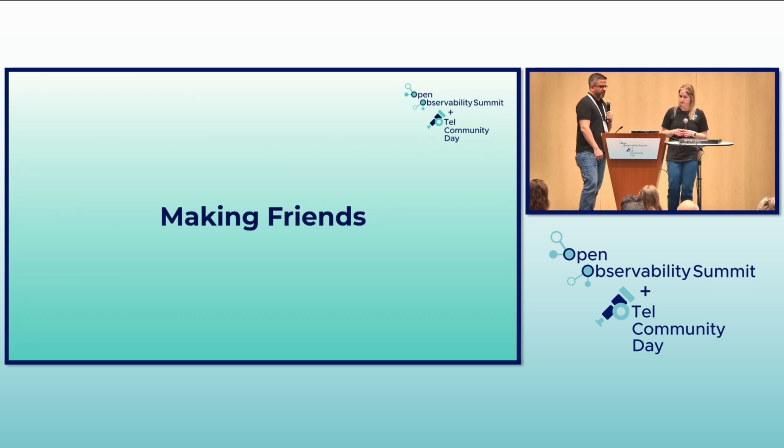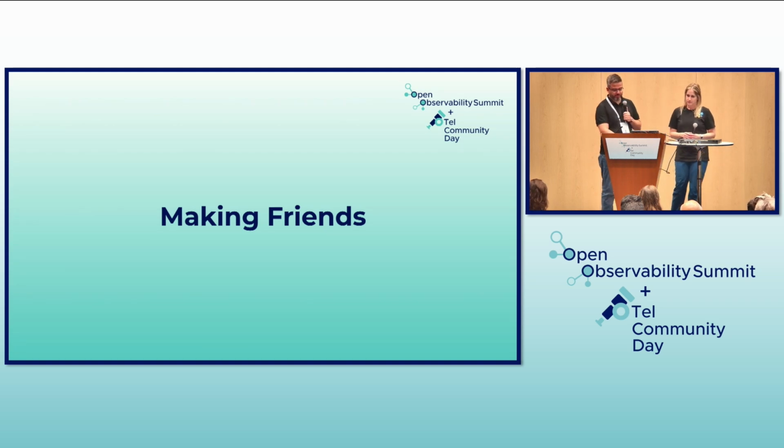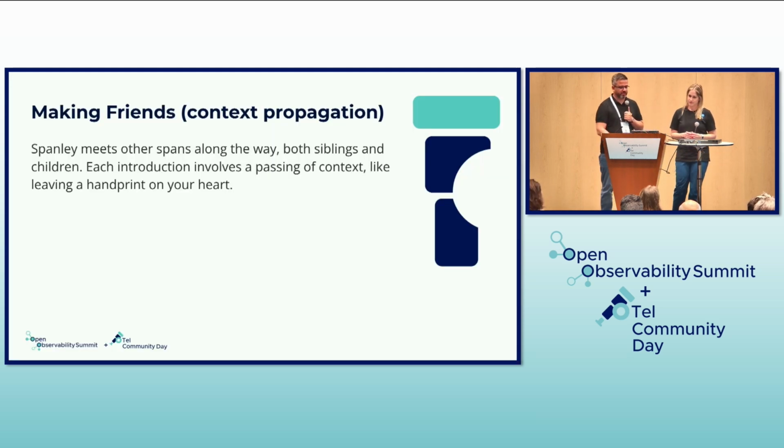And Spanley grew up, and he starts making new friends. So Spanley meets other spans along the way, both siblings and children. Each introduction involves a passing of context. Let's talk about context propagation. It could be like leaving a handprint on your heart.